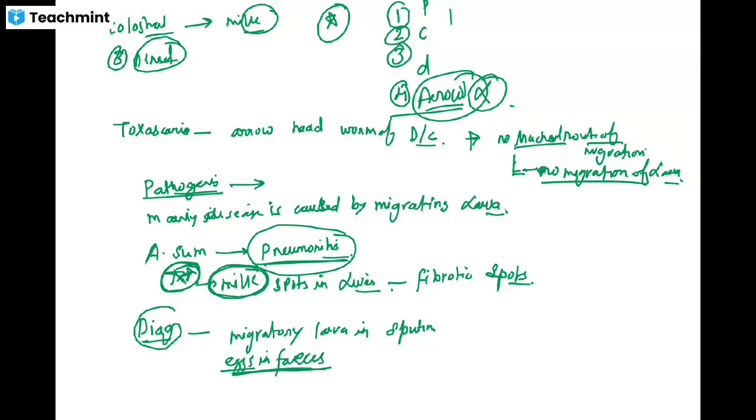And for its control, there is one disinfectant, that is 3% Lysol solution. If you wash the floor with 3% Lysol solution, it will kill the larva of Toxocara.